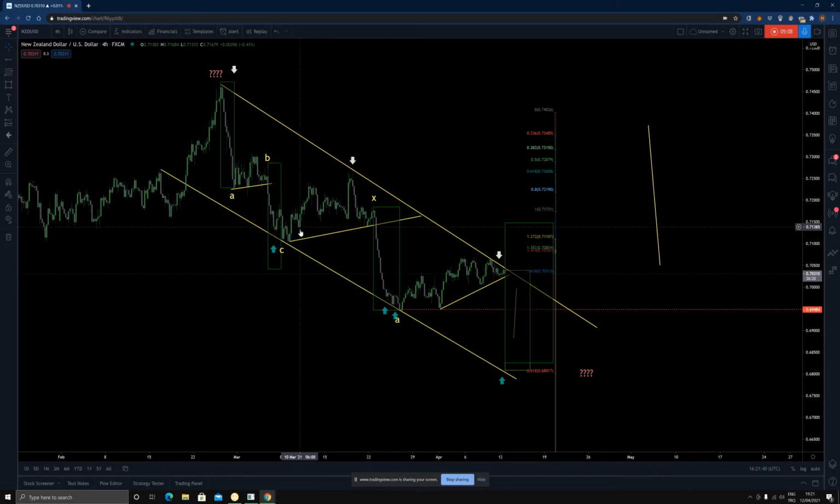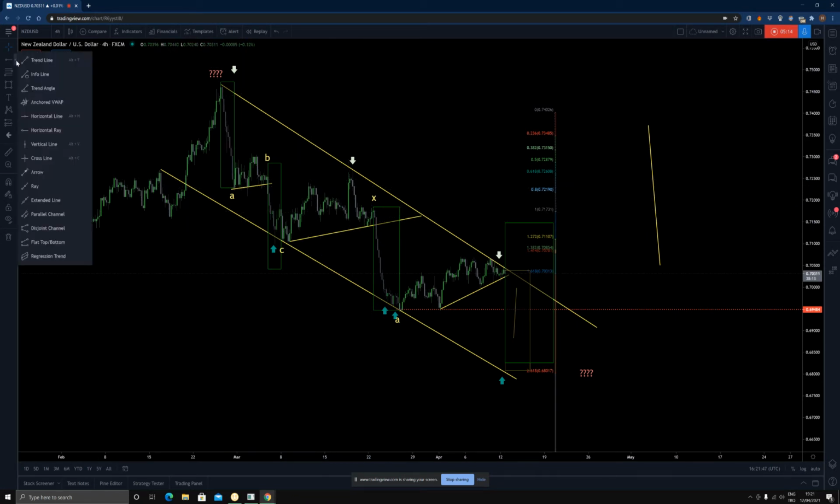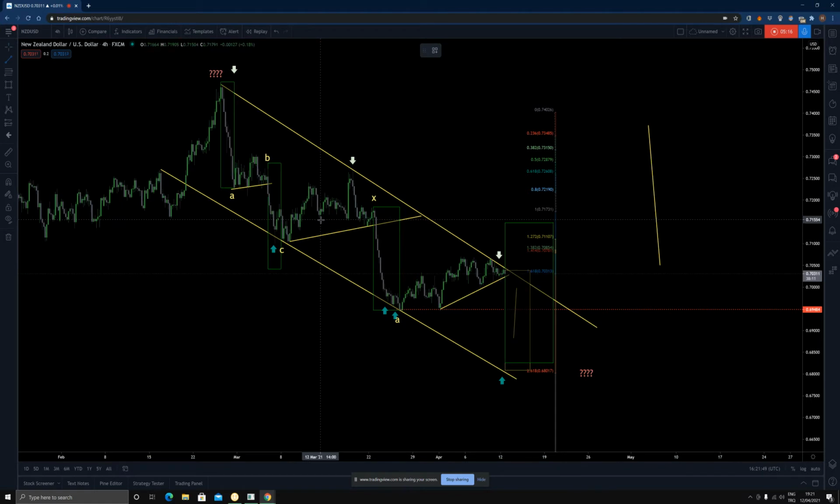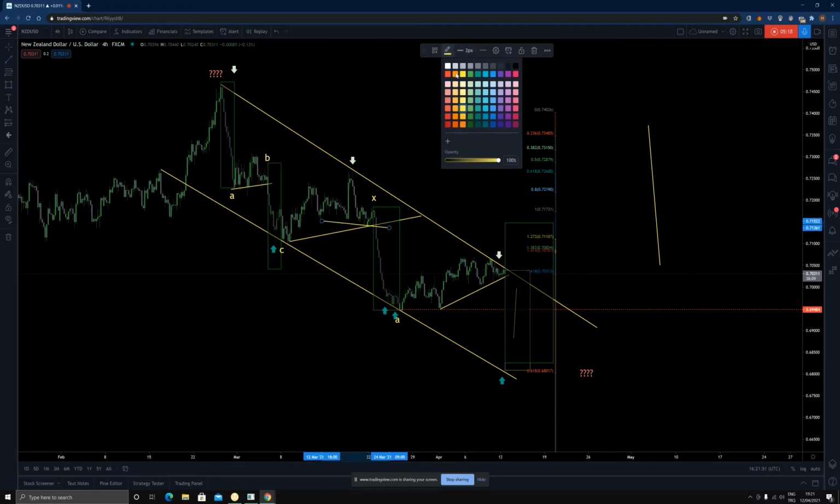Now in here, what I was thinking was something like ABCX and ABCDE as a special type of triangle, something like this. Let me change this color as well.